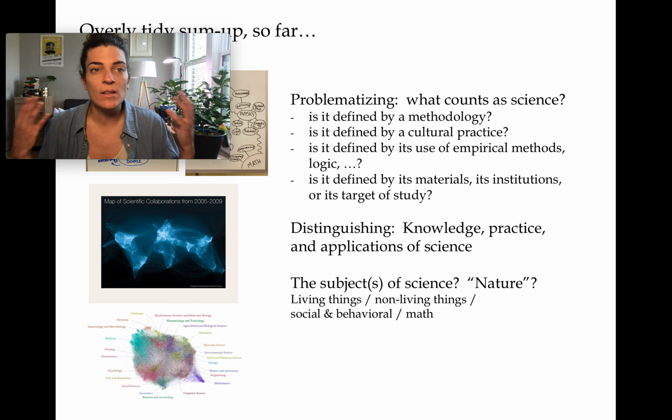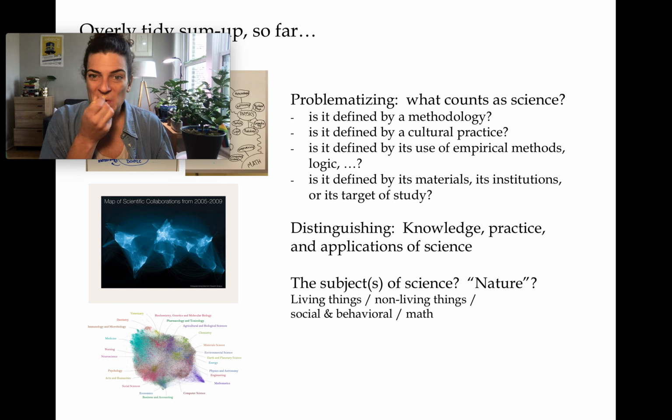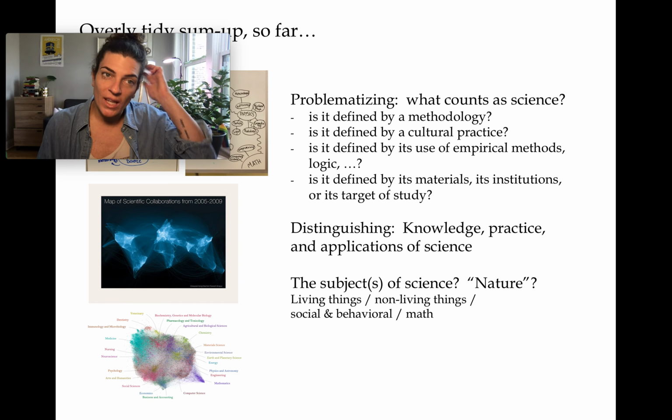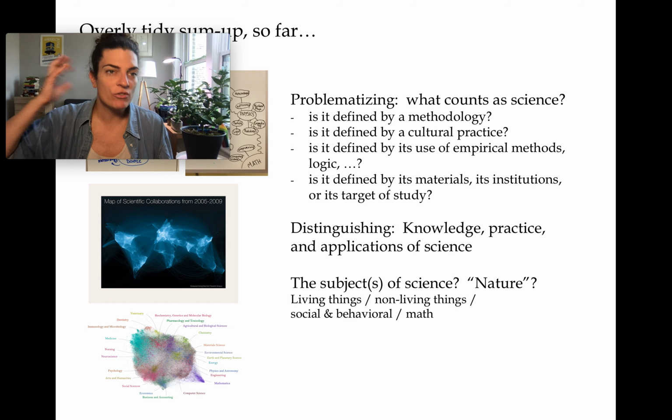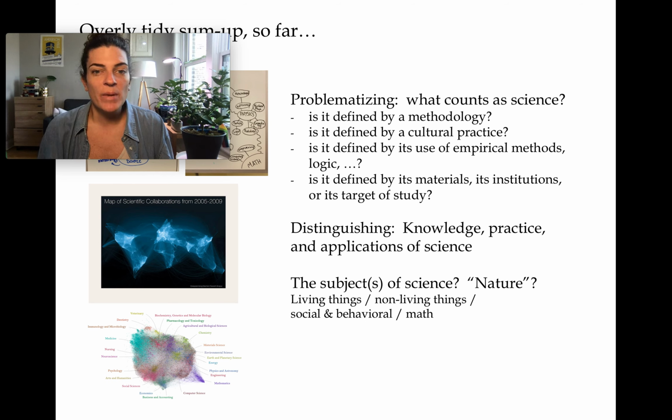So there are lots of ways to think about what science actually is and what it means to be a scientist conducting science in 2020, and historically as well. And we also need to distinguish the differences between knowledge, scientific practice, and scientific application, because those are all different, right? Maybe the difference between someone like myself who is producing basic scientific knowledge versus an architect who's applying science to create a structure. We also talked about nature as being perhaps the subject of science.